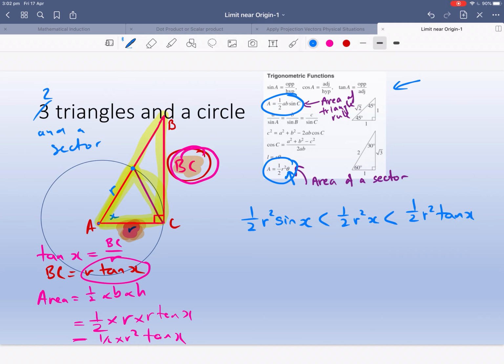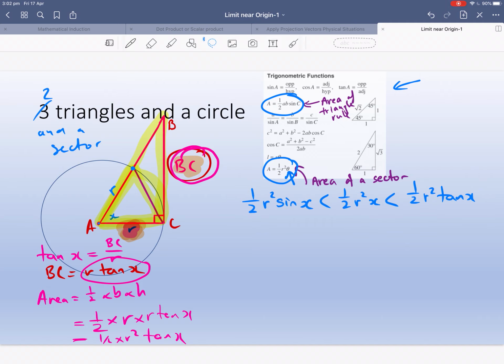Now I'm going to play around with this blue inequality. The blue inequality is describing what is happening with these three geometric figures: your two triangles and the sector. I'm going to divide everything by half r squared. You notice that every one of these has a half r squared, so we get rid of it. So we're going to get sine x is less than x, which is less than tan x.